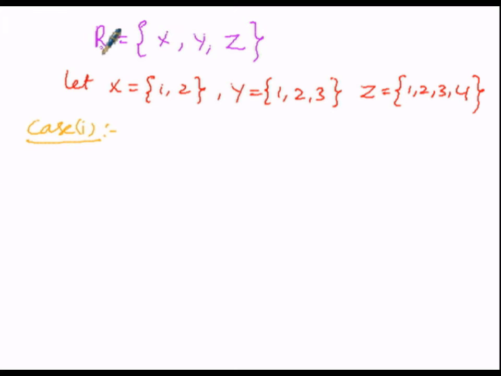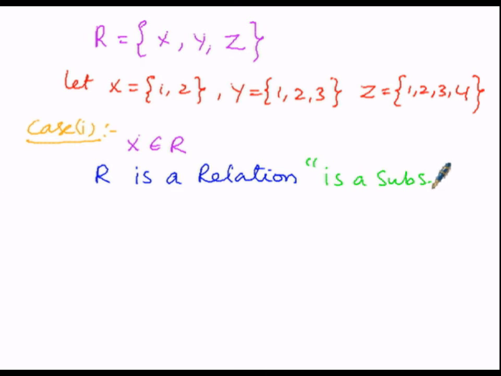In case number 1, x belongs to R, where R is a relation with the property "is a subset of". If x belongs to R, then that implies x comma x also belongs to R. Since the relation is a subset of, the elements of x are 1, 2.